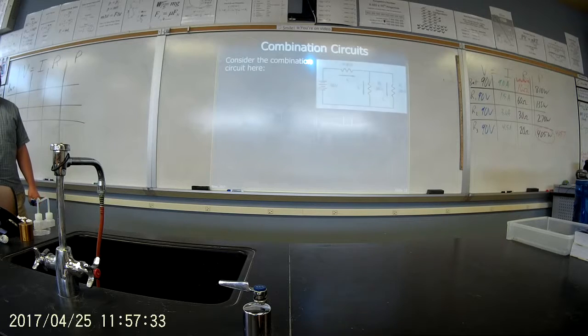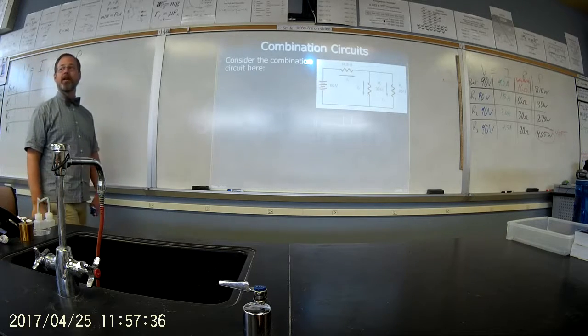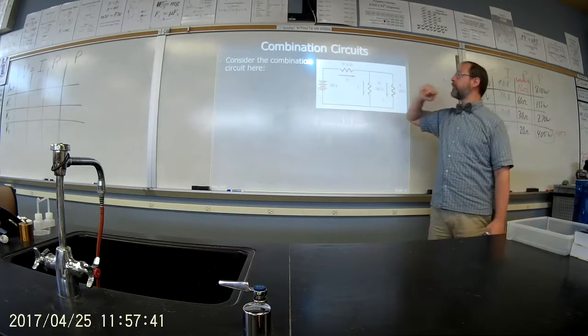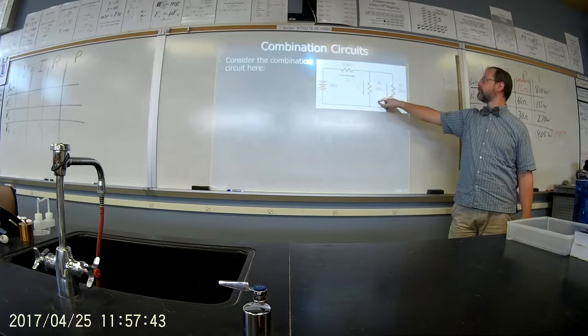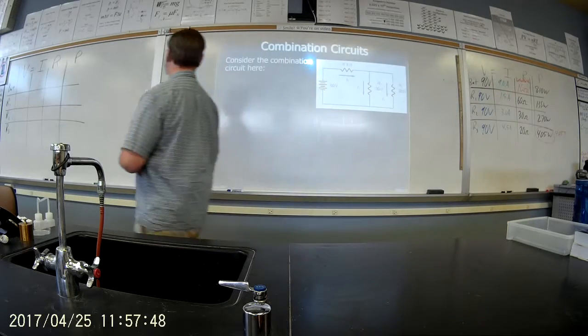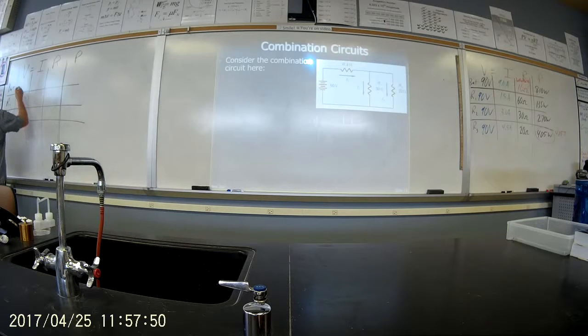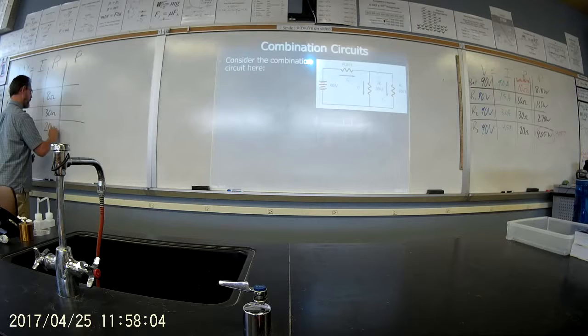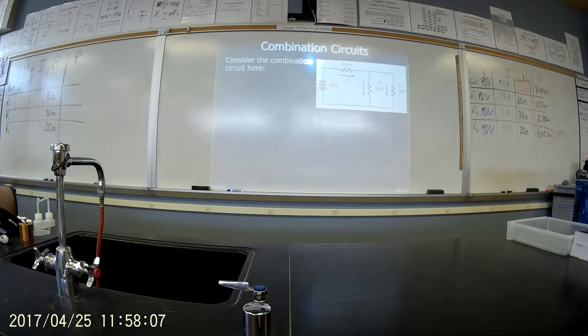Okay, here's our combination circuit. Our combination circuit has a parallel section and a series section. There's a series section, an 8 ohm resistor in series with the battery, and there's a parallel section. That's why it's called a combination circuit. Let's write down what we have. We have 60 volts in the battery. R1 is 8 ohms. R2 is 30 ohms. And R3 is 20 ohms. And I believe that's all the information that we have.